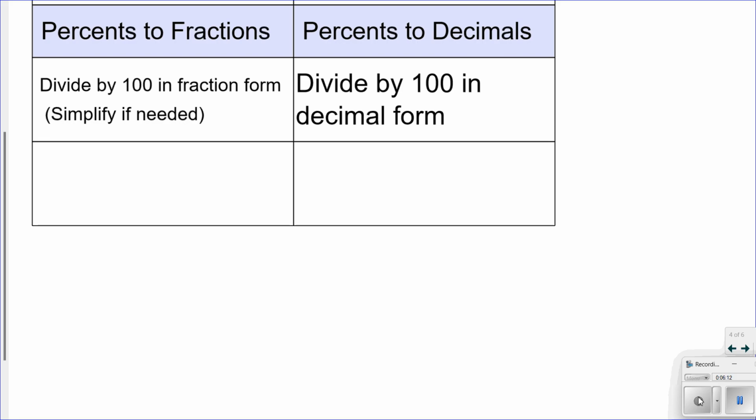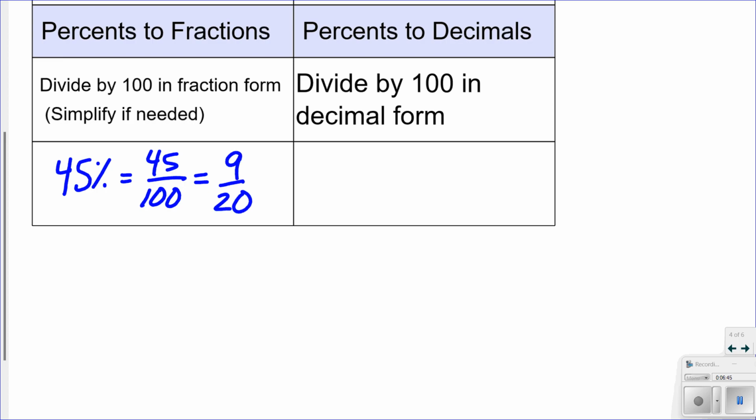And then lastly, converting a percent to a fraction and percents to decimals. When you're doing percents to fractions, you divide by 100 in fraction form, and then you simplify it. So if I have 45%, I'm going to divide the 45 by 100, because again, percent means out of 100. And I can simplify that. Those are both multiples of 5. 45% is 9/20.